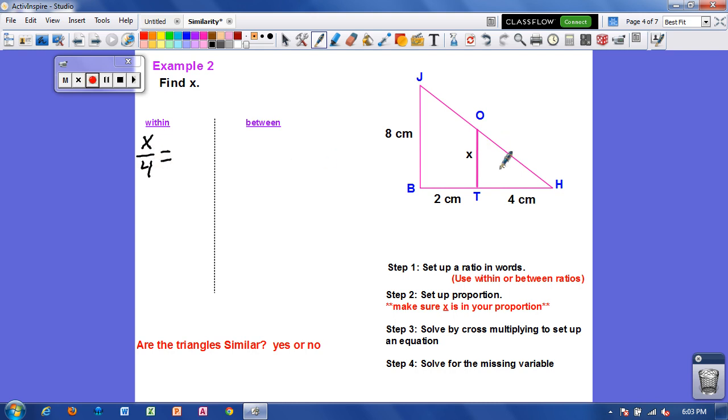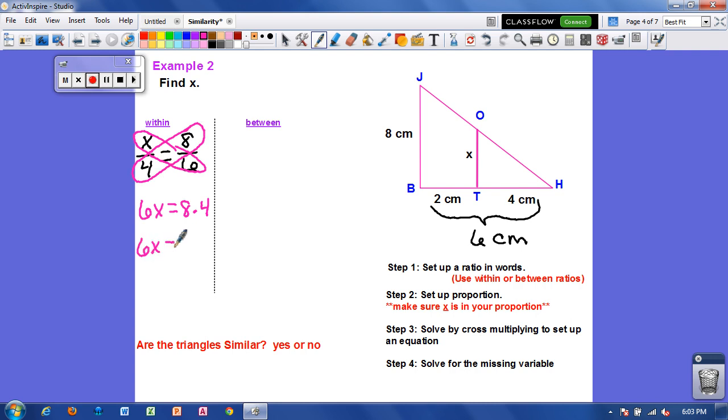Right, so I took the left over the bottom, so I want to do the same thing with the big triangle. So the left side equals 8, and I'm going to put that over the bottom, which it doesn't specifically say, but the bottom is going to be 2 plus 4 centimeters, which is 6 centimeters. So I'm going to put that over 6. Now I'm going to cross multiply. So 6 times x should equal 8 times 4. So I'm taking these cross products and setting them equal to each other.